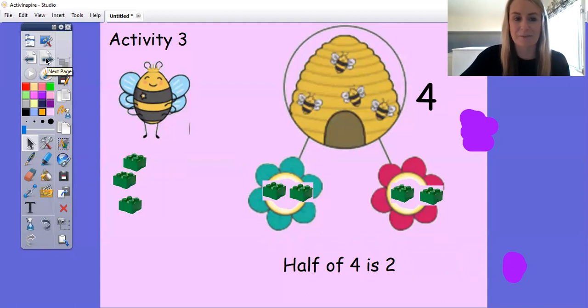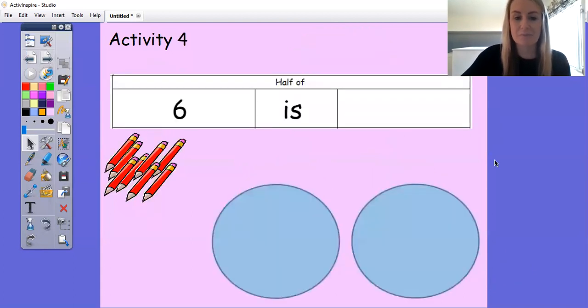Now, moving on to activity number 4. Activity number 4 is a set of questions. Now, you might today think, I know some of these from memory, which is brilliant. And if you do, put your answers in straight away. It says at the top, half of, that's what we're looking to do. Half of 6 is, and we put our answer at the end here. If you know it, put it in.